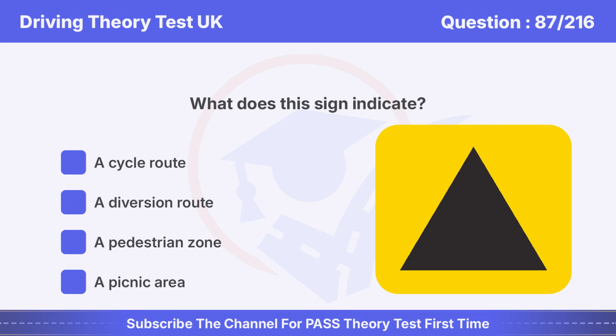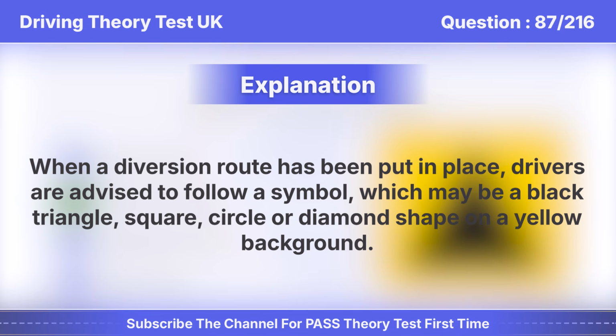Question 87. What does this sign indicate? Answer is B. A diversion route. When a diversion route has been put in place, drivers are advised to follow a symbol, which may be a black triangle, square, circle, or diamond shape on a yellow background.